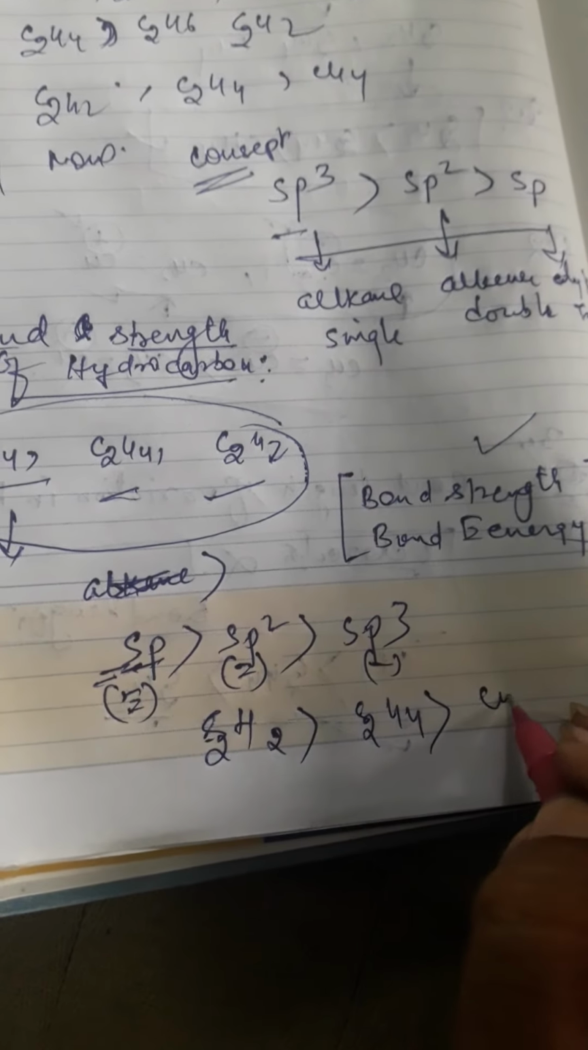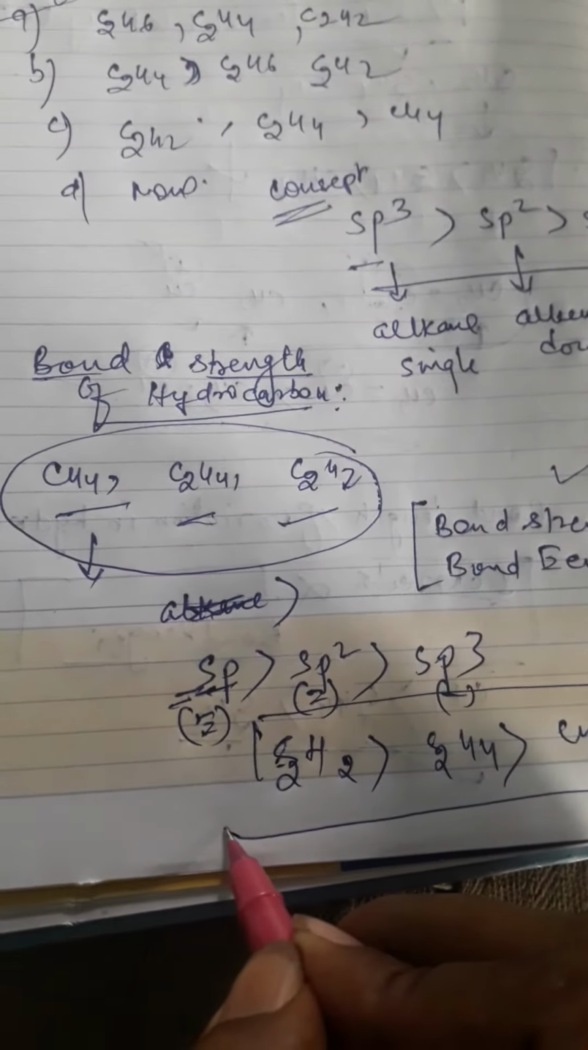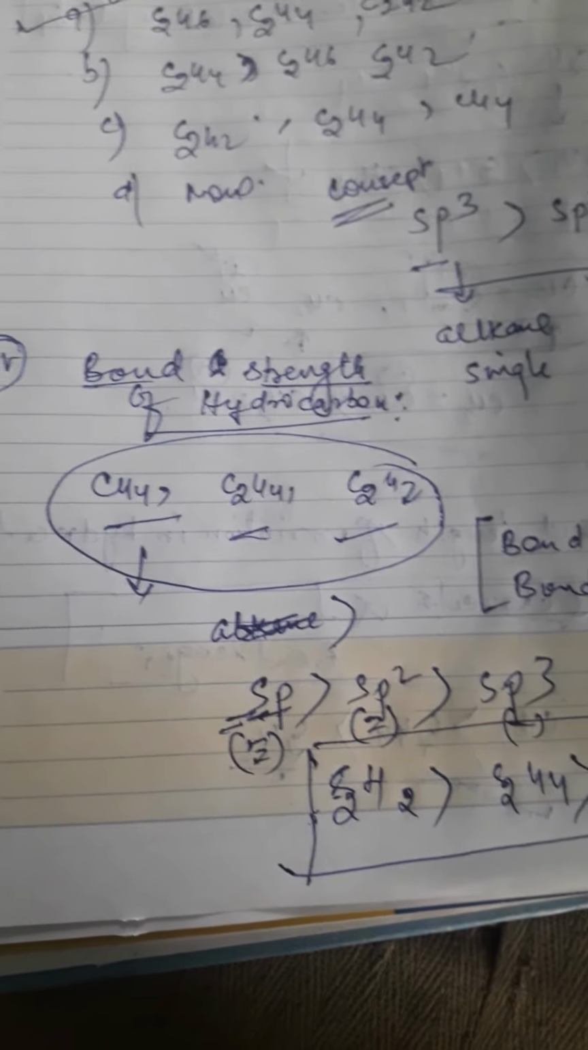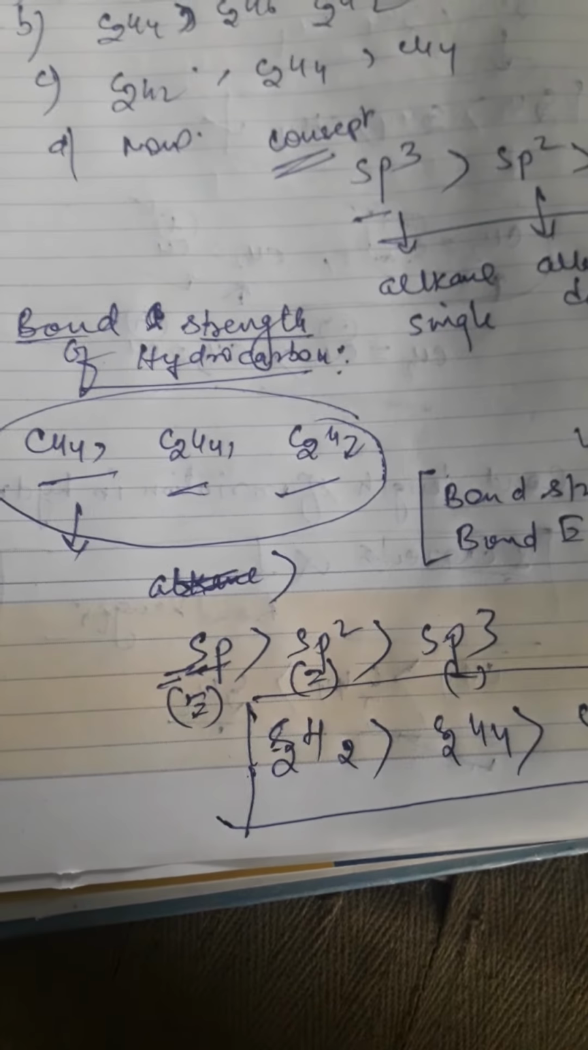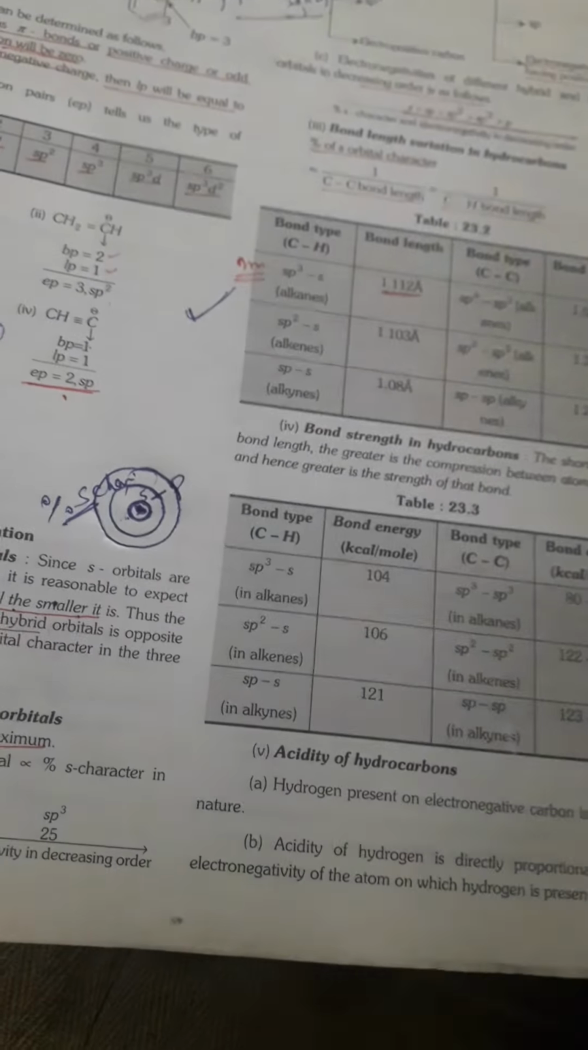Okay, C2H4. You can also simply understand that there are three bonds. So the energy of a triple bond is much more as compared to a double bond, as compared to a single bond, so that's why it is the right option. Okay, so I have discussed 4 points.